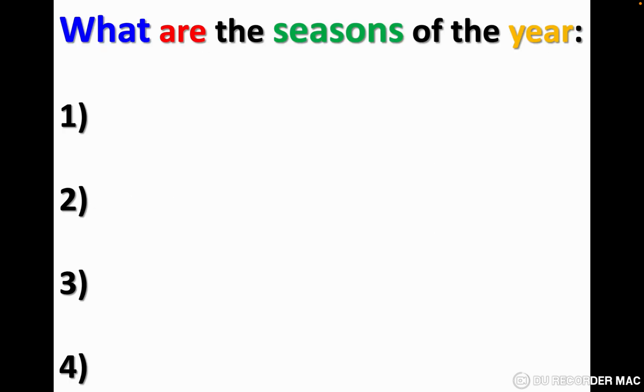What are the seasons of the year? As you know, we have 4 seasons in a year. So what are they? What's the first season? What's the second season? What's the third season? What's the fourth season? So you need to write the following seasons. It's better to write them in order, but it's not a problem if you start with any season. You can start with any season, but you need to write them in order. When you are finished, you can go to the next slide.